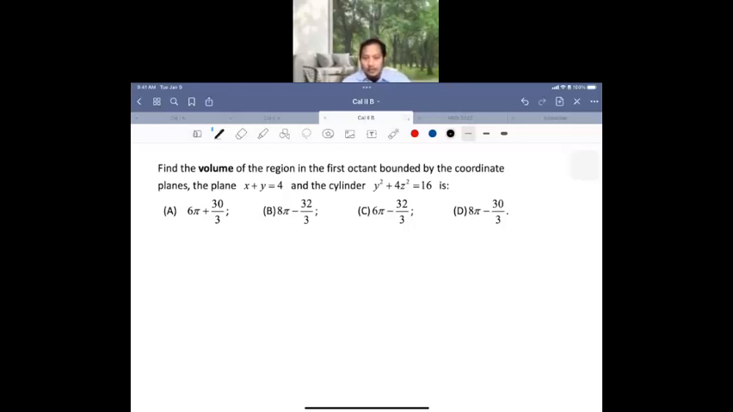Anyone find the answer? So the first octant means all positive values, right? All positive values.